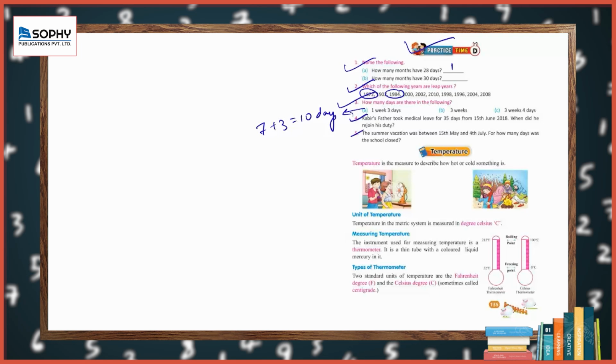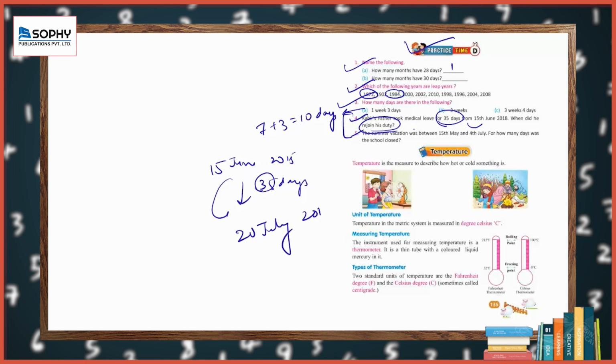Now, in the fourth and fifth, what do we have to do, students? Kabir's father took medical leave for 35 days from 15th June 2018. He took 35 days leave, students. So, when did he rejoin his duty? What we'll do, students, is add the 35 days to it. So, that means he joined his duty on 20th July 2018.